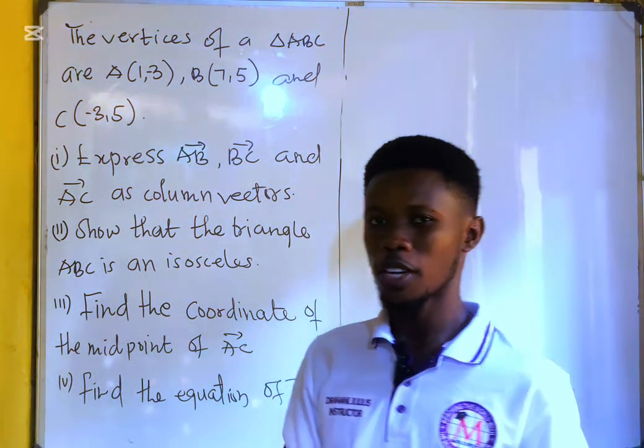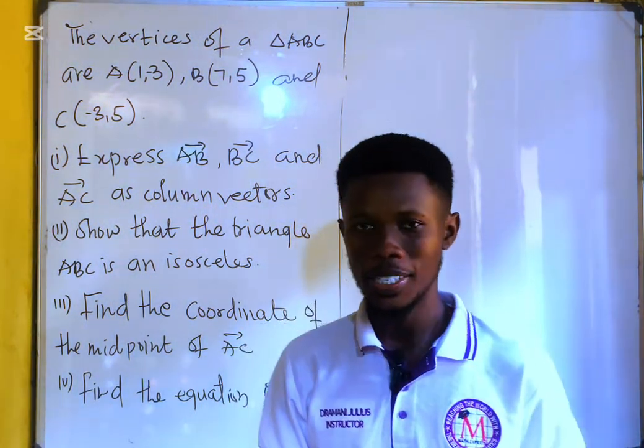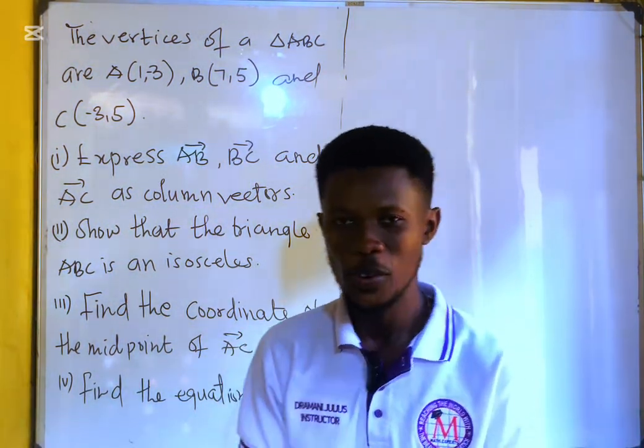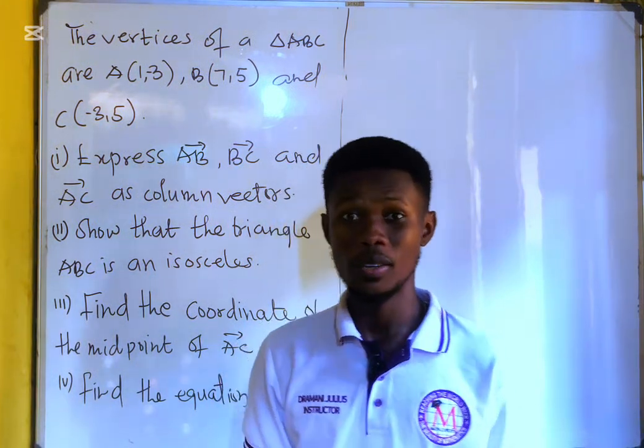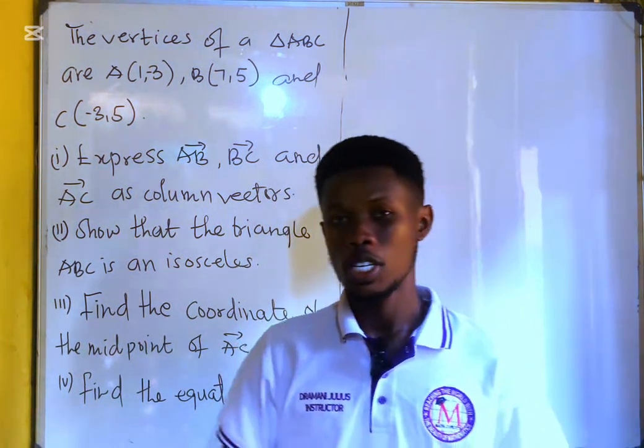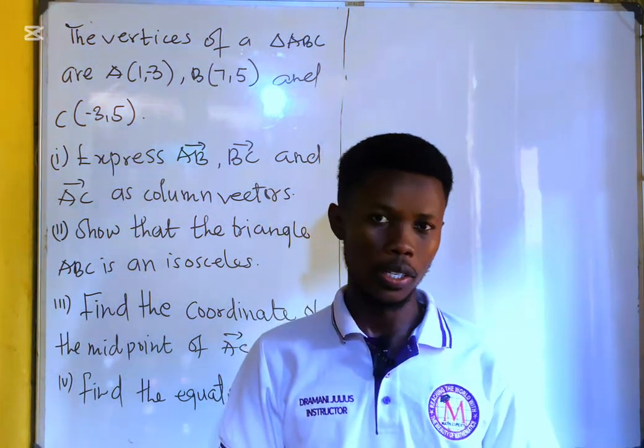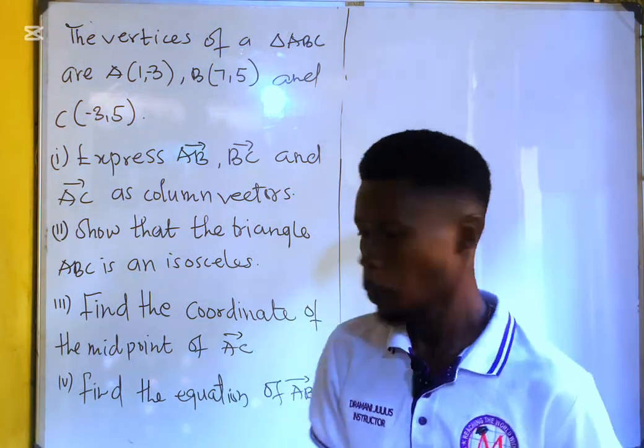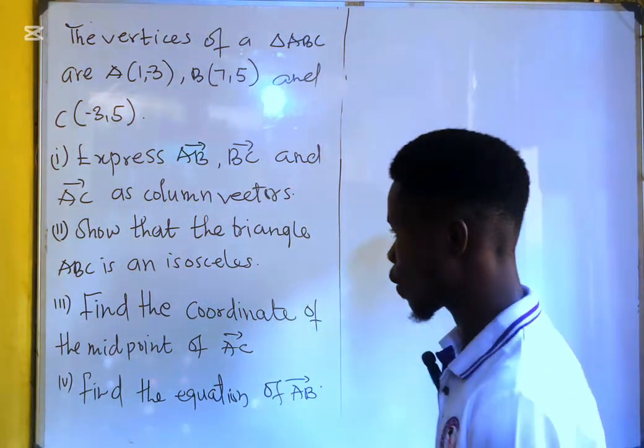In the first place, let me ask you this question. What is an isosceles triangle? You know it, right? If you don't know, let me tell you this. An isosceles triangle is a triangle that has 2 sides being equal, with the opposite base angles also being equal. Is that okay? Good.